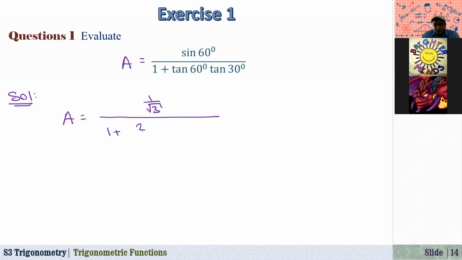That is, what is tangent of 30? It is 1 over square root of 3. That is equal to square root of 3 over 2. So now these two things are gone. So here we have 1 over square root of 3 over 1 plus 1. That's equal to 2. So that's equal to 1 over 2 square root of 3.